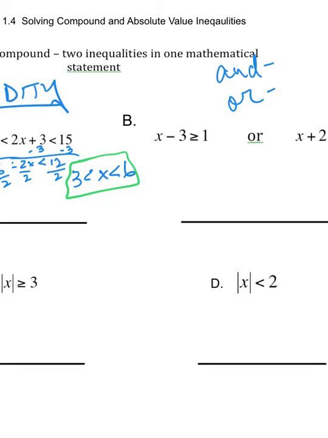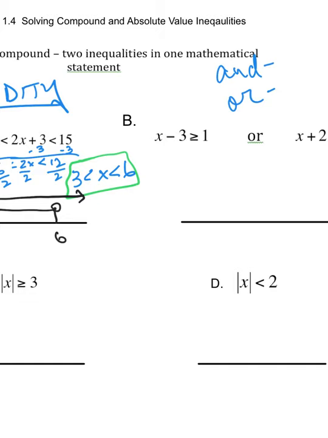Okay, so next thing we're going to do, ladies and gentlemen, is we are going to graph this. So x is greater than 3 looks like this. And x is less than 6 looks like this. But we used the word and, didn't we?